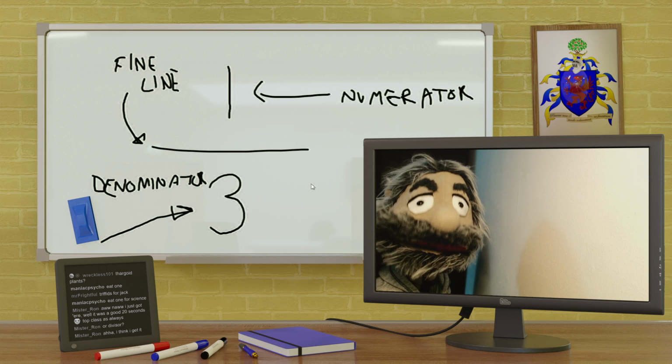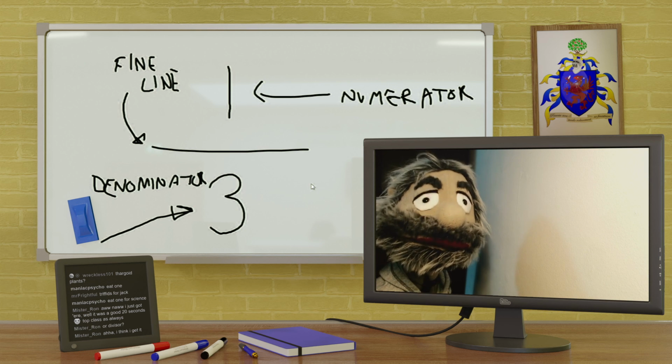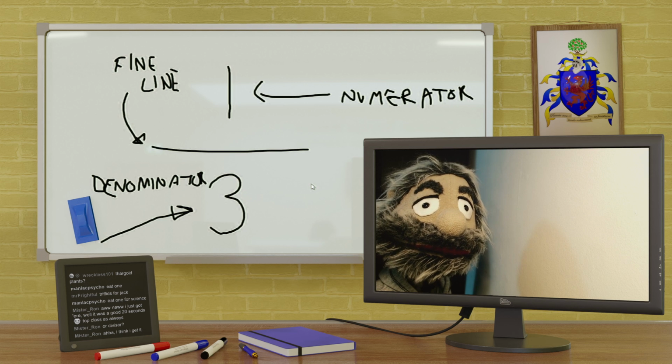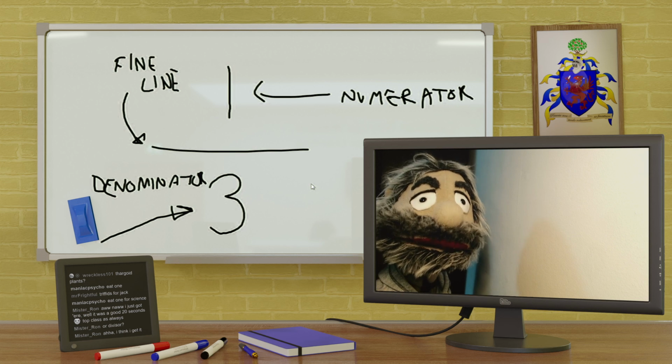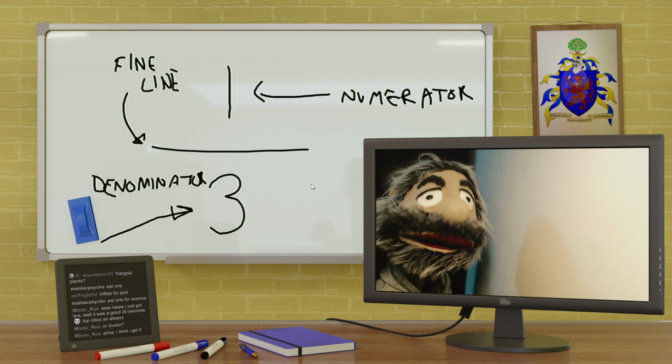Mr. Hunt, I think I get it. Good. Or divisor. Divisor's good. Oh, no, I just got here. It was a good 20-second stop class as always. Thank you.